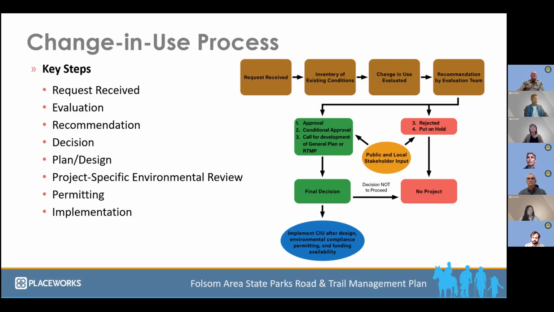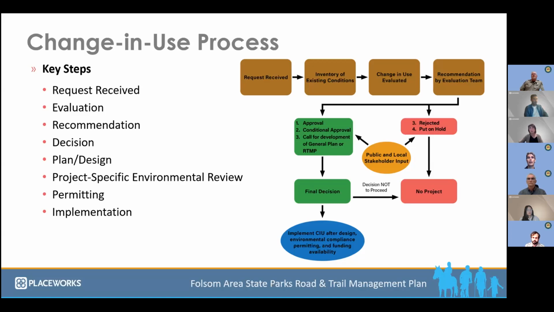Once the evaluation is complete, there is a recommendation by the team. That recommendation could be to reject the change in use, could be to put the change in use on hold for some reason, could be to approve under existing conditions, or it could be an approval with conditions, such as design and management modifications that might be necessary for trail safety and sustainability prior to allowing the change in use. Also, if more than one trail is requested, there may be a call for a road and trail management plan. That's the case for the Folsom area parks, where there were multiple requests.